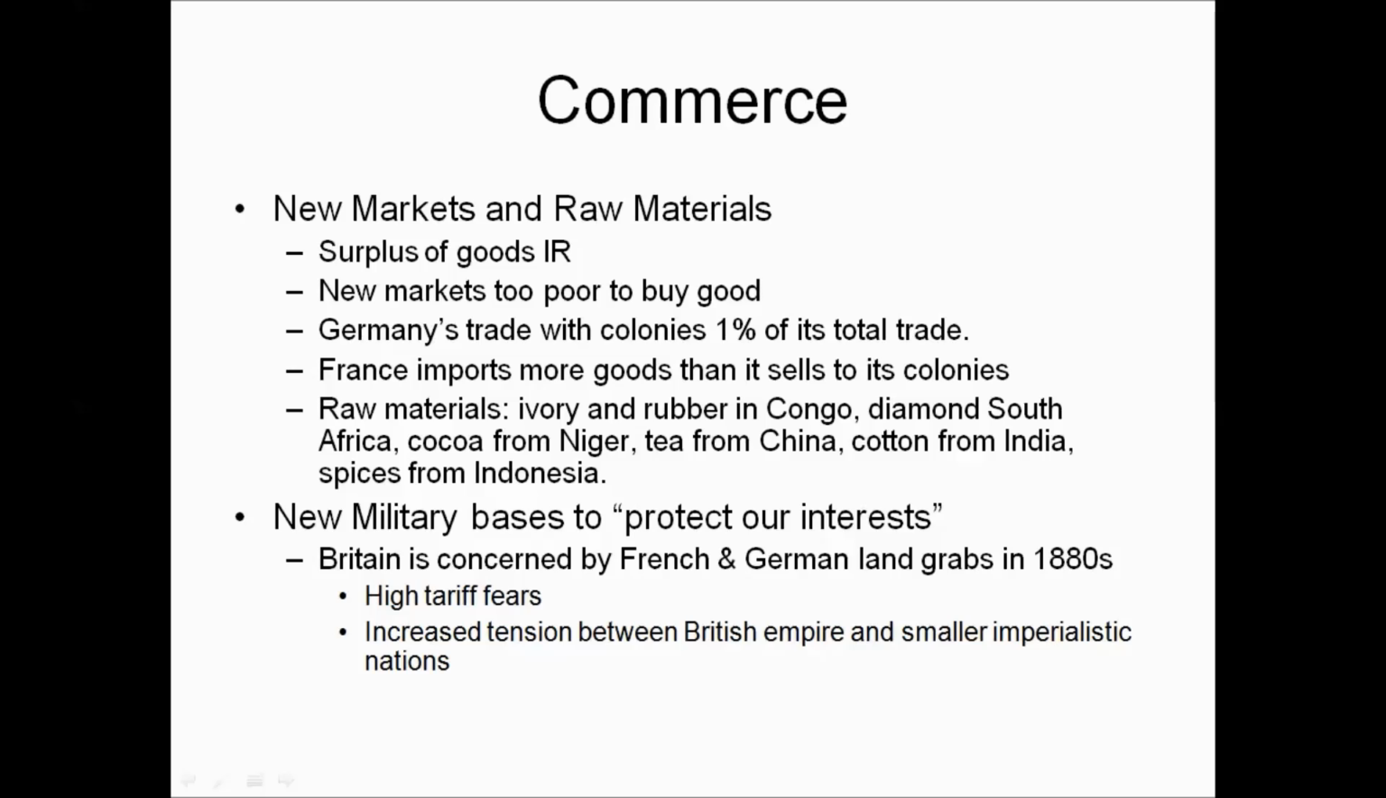So they're looking for raw materials: ivory and rubber in the Congo, diamonds in South Africa, cocoa from Niger, tea from China, cotton from India, and spices from Indonesia. They're also going to set up new military bases in these regions to, quote, protect their interests.